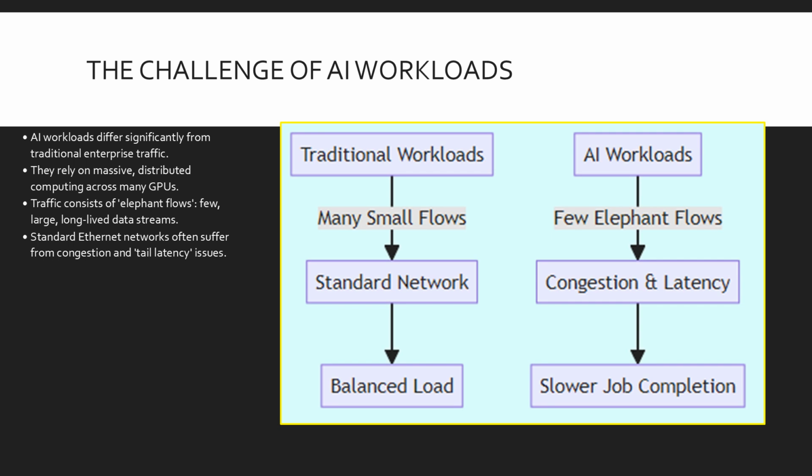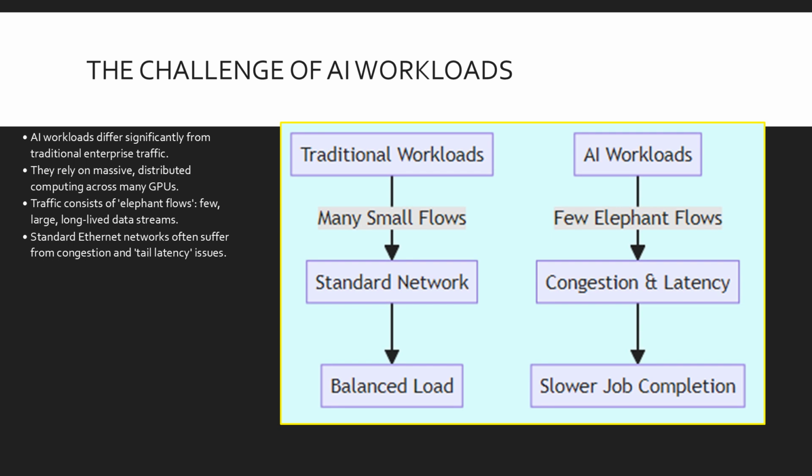Traditional data centers handle many small random traffic flows efficiently. However, AI workloads like large language model training are distinct. They generate elephant flows, massive bursts of data exchanged between GPUs. In a standard network, these large flows can collide, causing congestion and high latency. In AI training, the entire job is only as fast as the slowest node, so this tail latency directly delays job completion time. We need a network design built specifically for these demands.